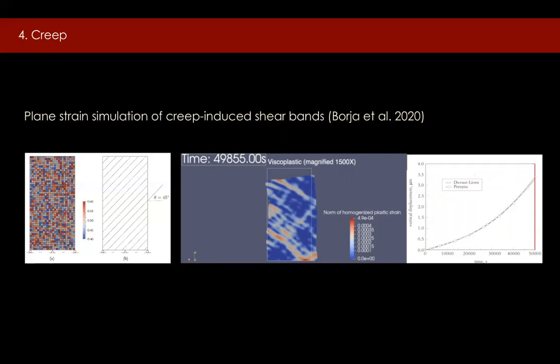Note that if there was no anisotropy, the shear bands would be randomly positioned and randomly oriented, but not in this example, where the material is transversely isotropic. To my knowledge, this is the first time that shear bands are shown to be numerically reproduced under the condition of a constant load.